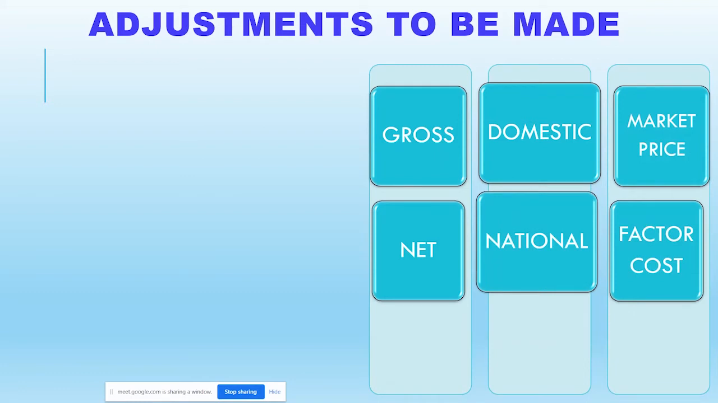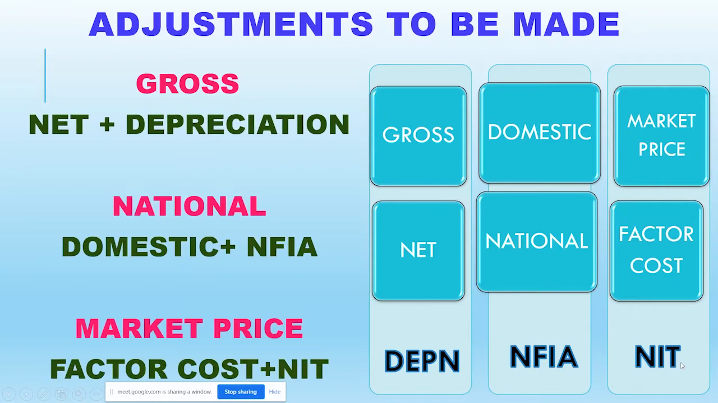Yes, so what is the difference between gross and net? It is depreciation. So the short form I am using is DEPN, that is depreciation. You have to write depreciation in full only. Here space is not that much, that's why I wrote DEPN. So between gross and net we have to make adjustments for depreciation. And next, domestic and national. Can you see? Net factor income from abroad. What is the difference between market price and factor cost? Very good. NIT or net indirect taxes.